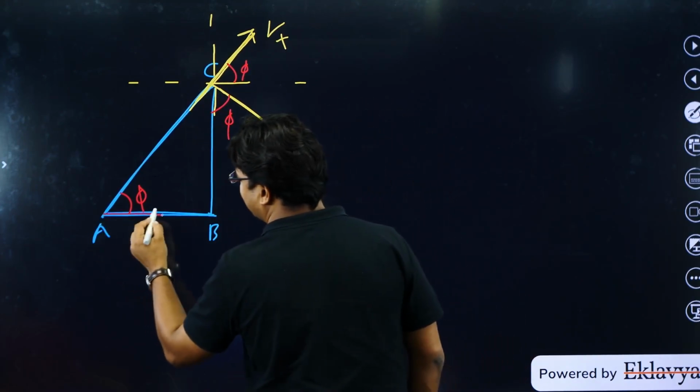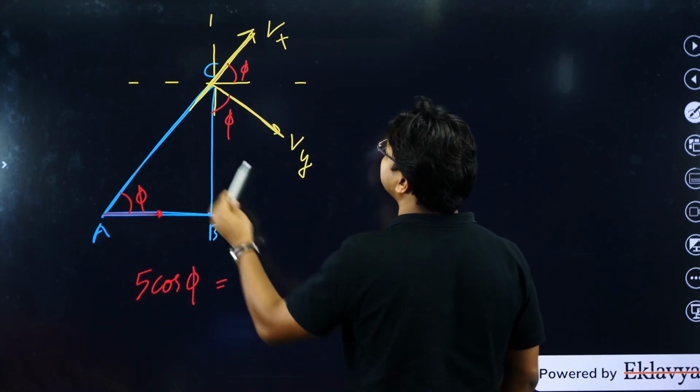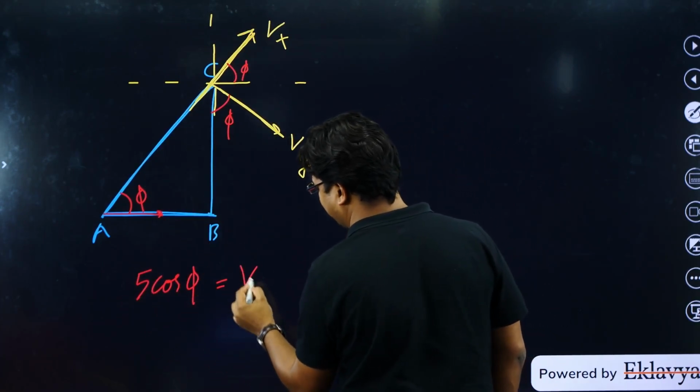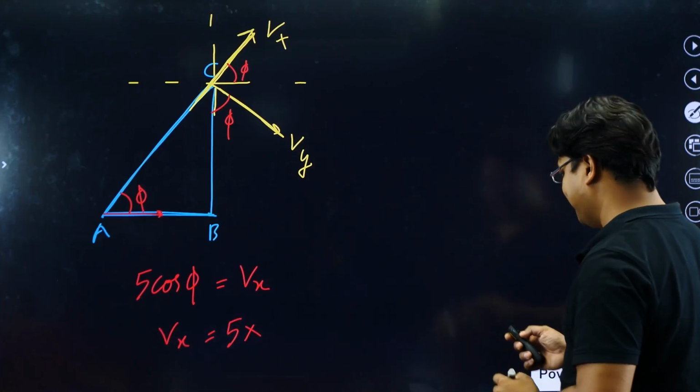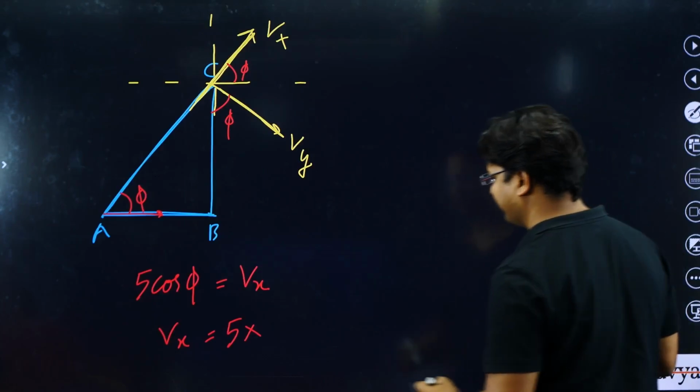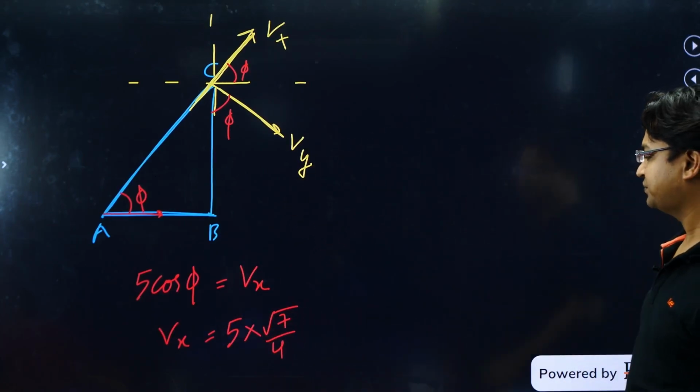So I will write velocity of A along the rod as 5 cos phi. This should be same as Vx. So Vx we know would be 5 into cos phi, which is 5 root 7 by 4. Check this. Is that okay, everyone?